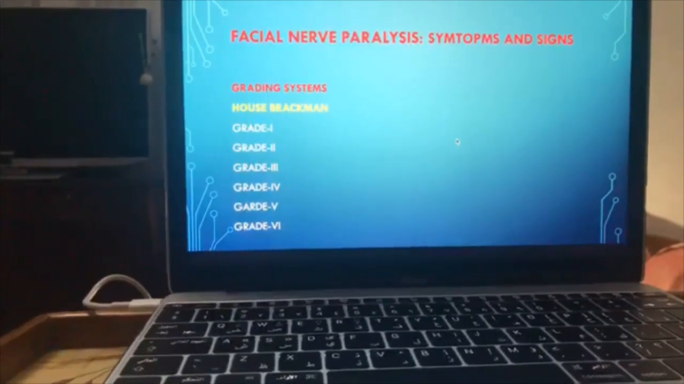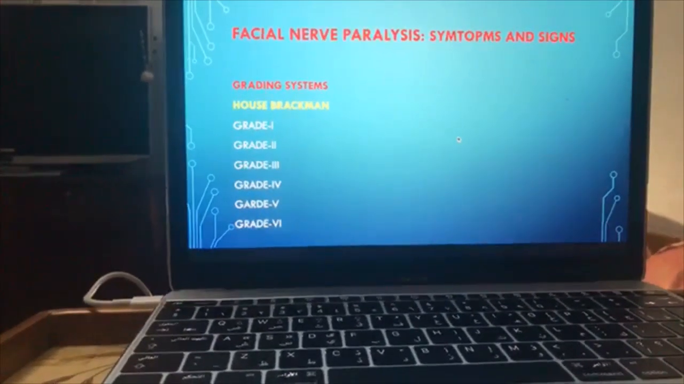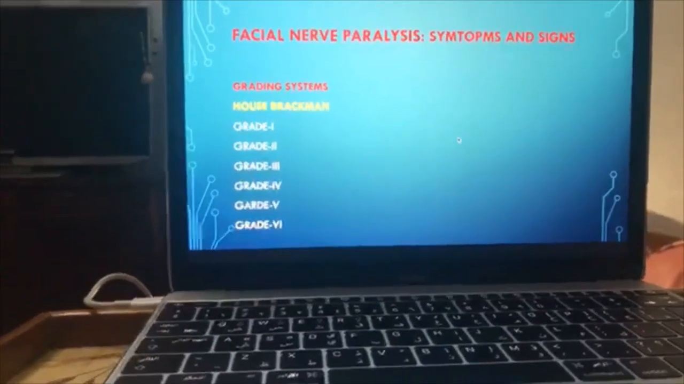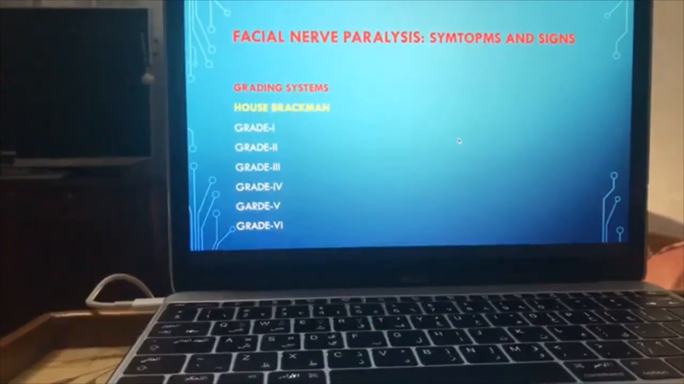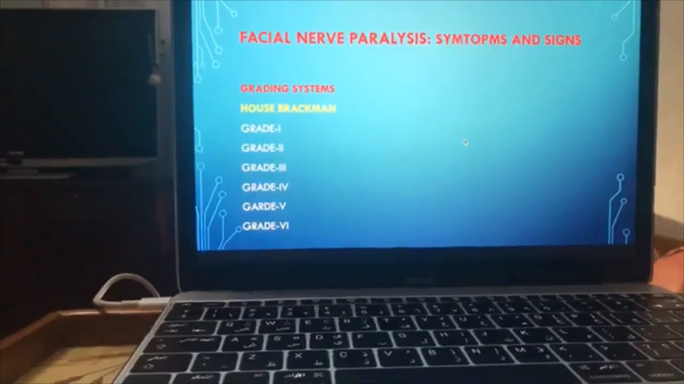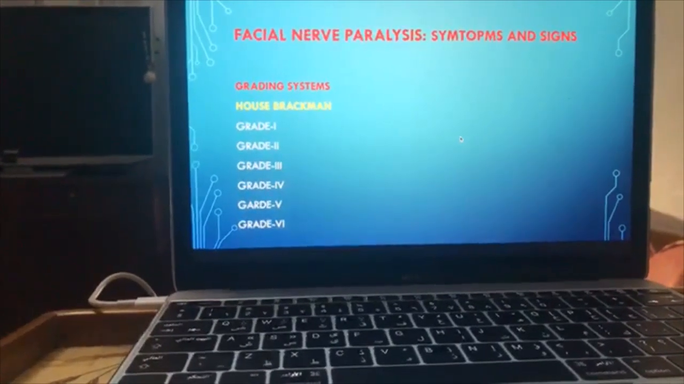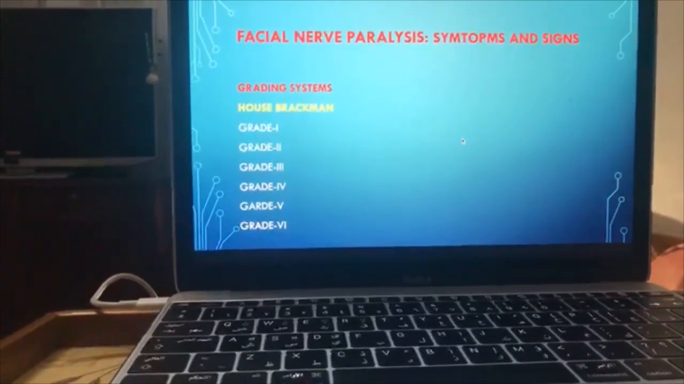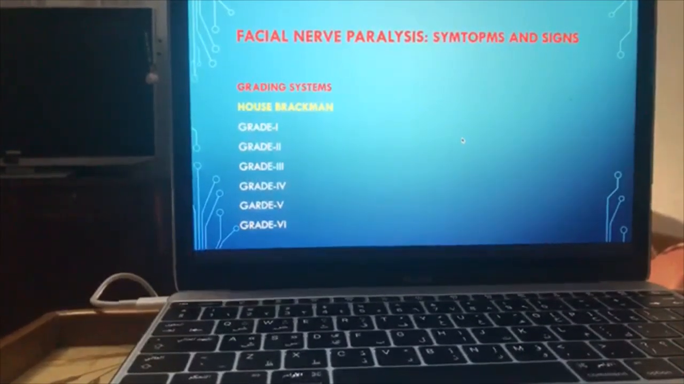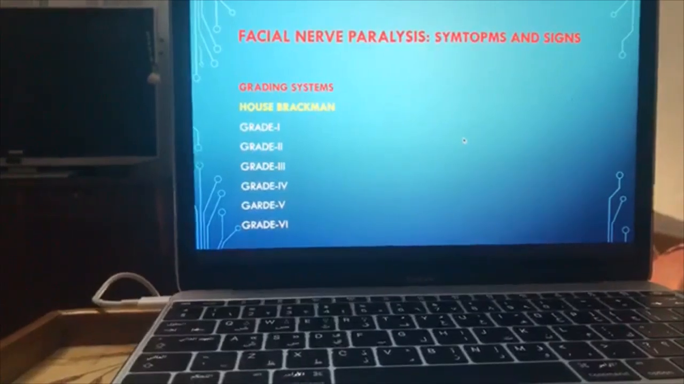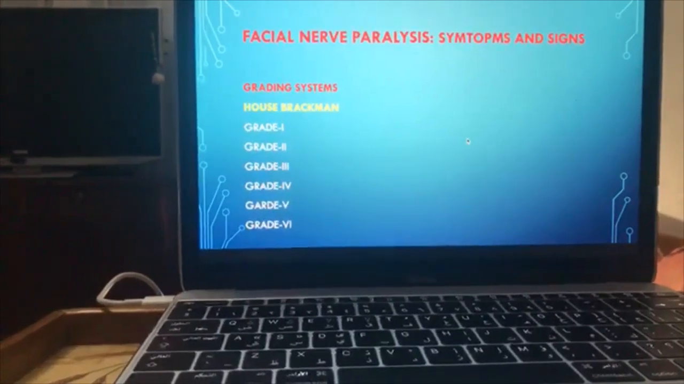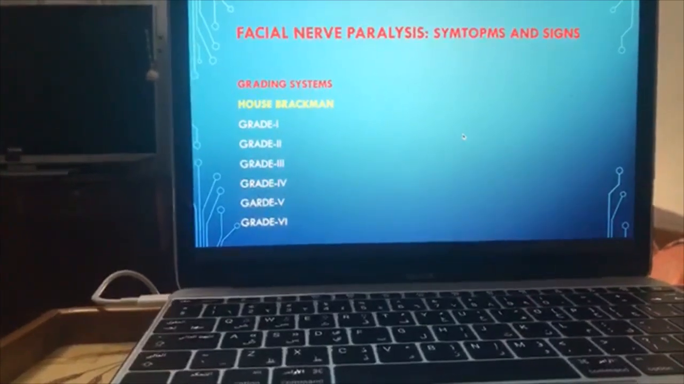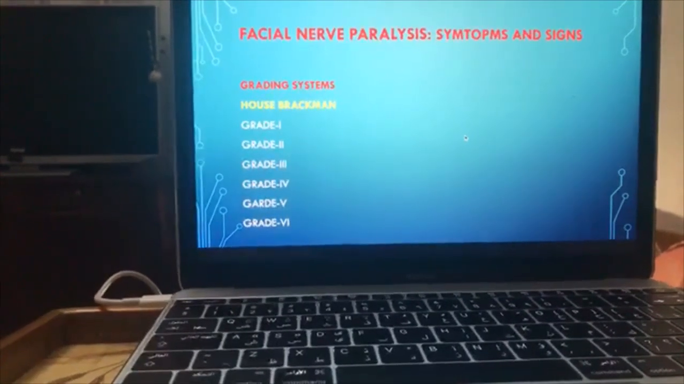Grade 3, there is an obvious difference, but there is no sagging, no flattening, no loss of the frontal corrugations. But in grade 6, there is sagging, there is loss of the frontal corrugations, as well as obvious visible white line of the sclera. That leaves us with the grade 4 and the grade 5.